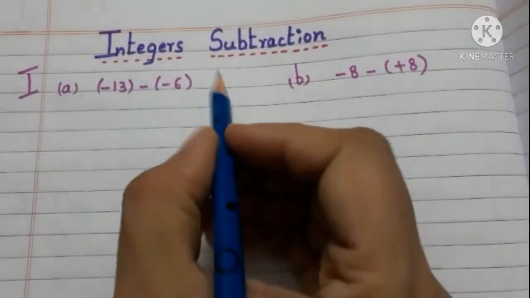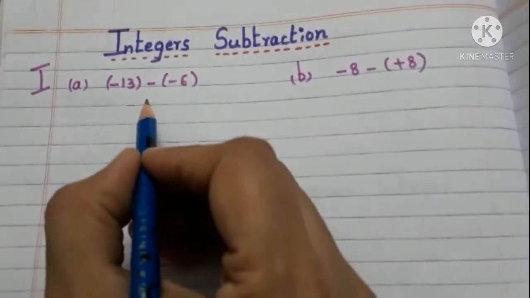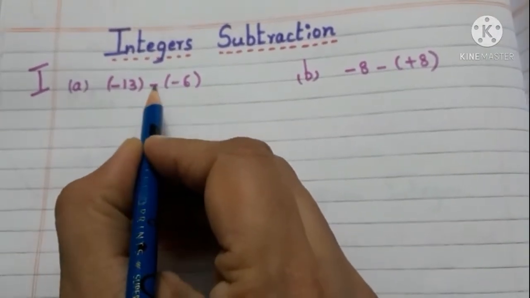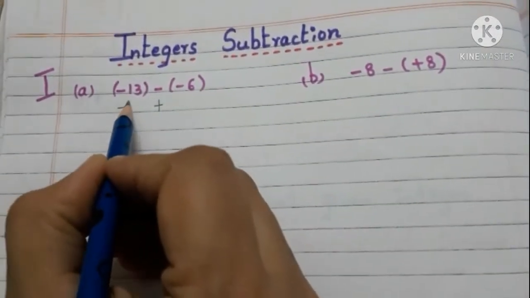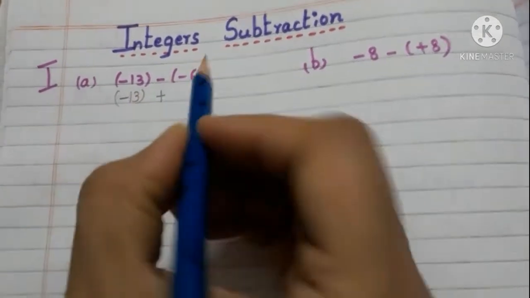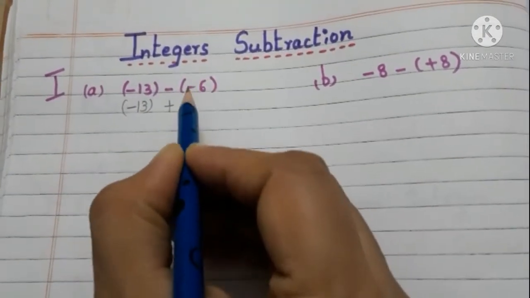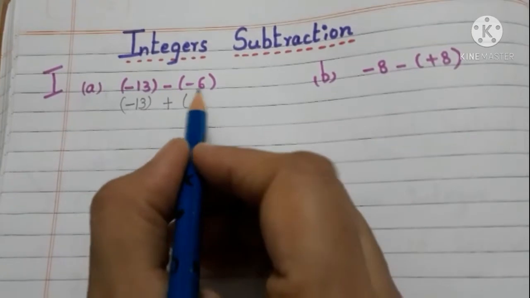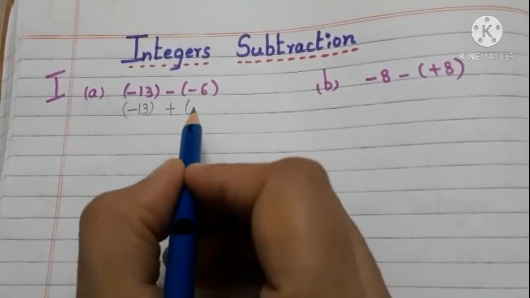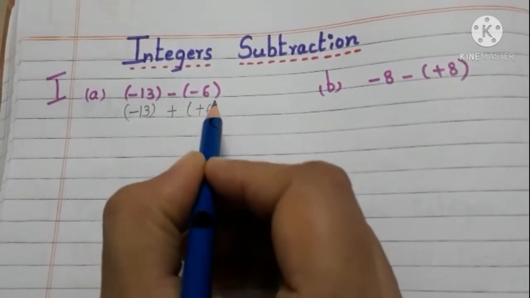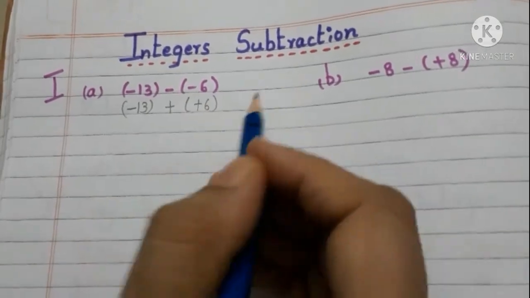First, what we have to do? We have to write addition symbol instead of subtraction symbol. Copy down the first integer and write the additive inverse of negative 6. What is the additive inverse of negative 6? It's positive 6, right? So write positive 6.